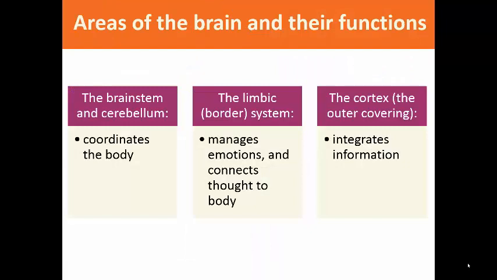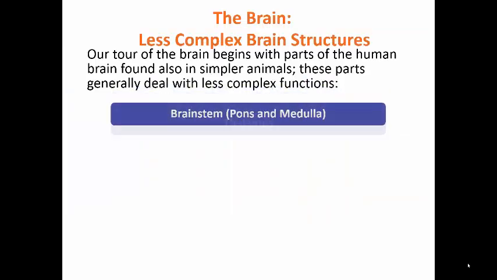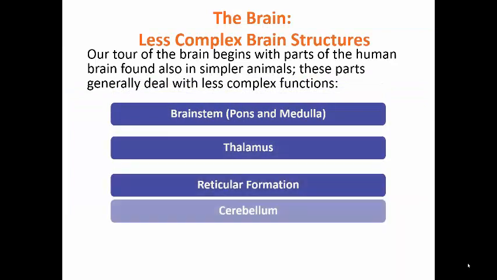So we're going to start talking about some of the different areas of the brain and their functions. So we have the brainstem and the cerebellum, which coordinate the body. These are the ones that are located in the back lower part of your skull. When these areas are damaged, though, you generally die because they're responsible for your breathing and heartbeat and stuff like that. The limbic system manages emotions and connects thought to the body. And then the cortex, which is the outer layer of the brain, integrates information. And this is kind of the newest layer of the brain. So less complex brain structures.